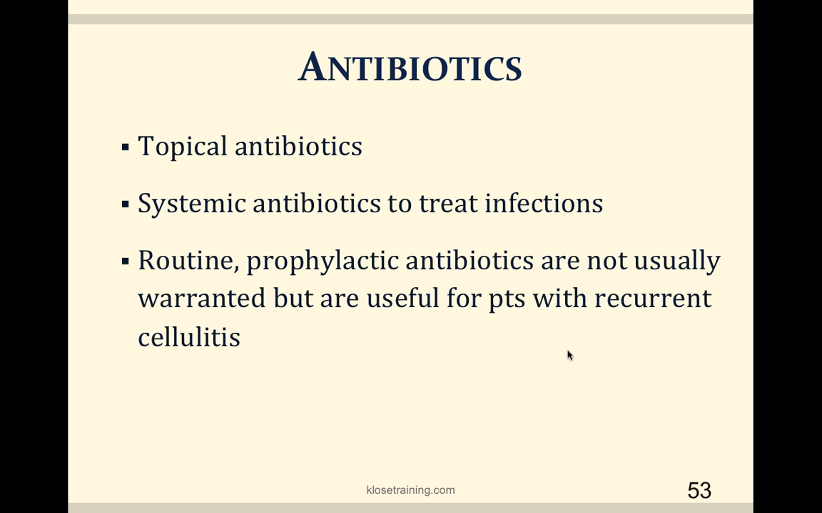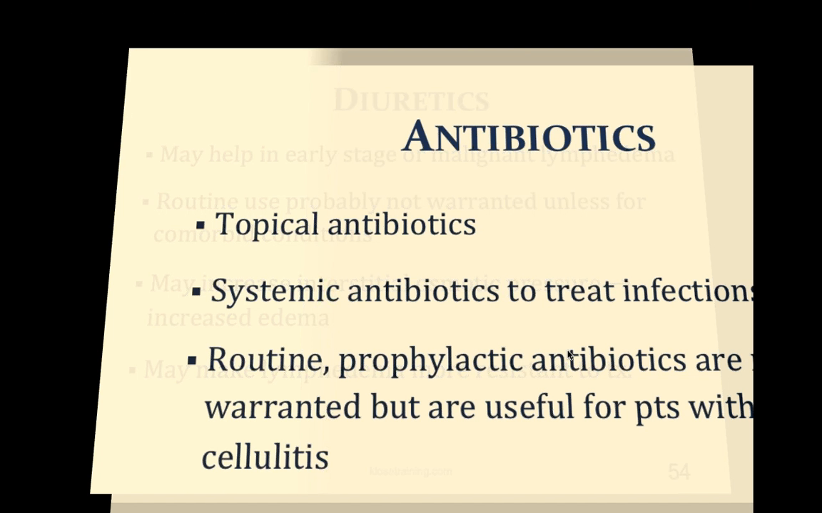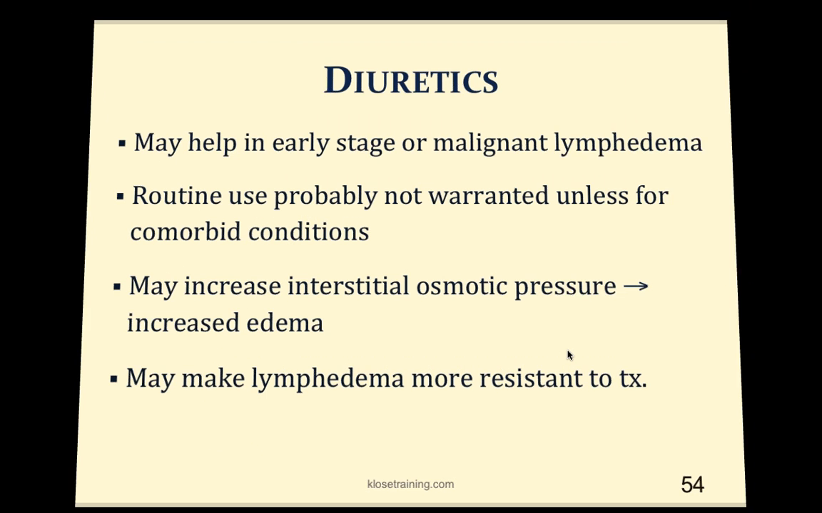Systemic antibiotics, those are prescribed by the doctor. Usually, if they have a cellulitis or another infection happening, usually the patient is not on routine antibiotics to prevent any infection, but it's possible if they're having recurrent cellulitis that their doctor will have them on prophylactic antibiotics.